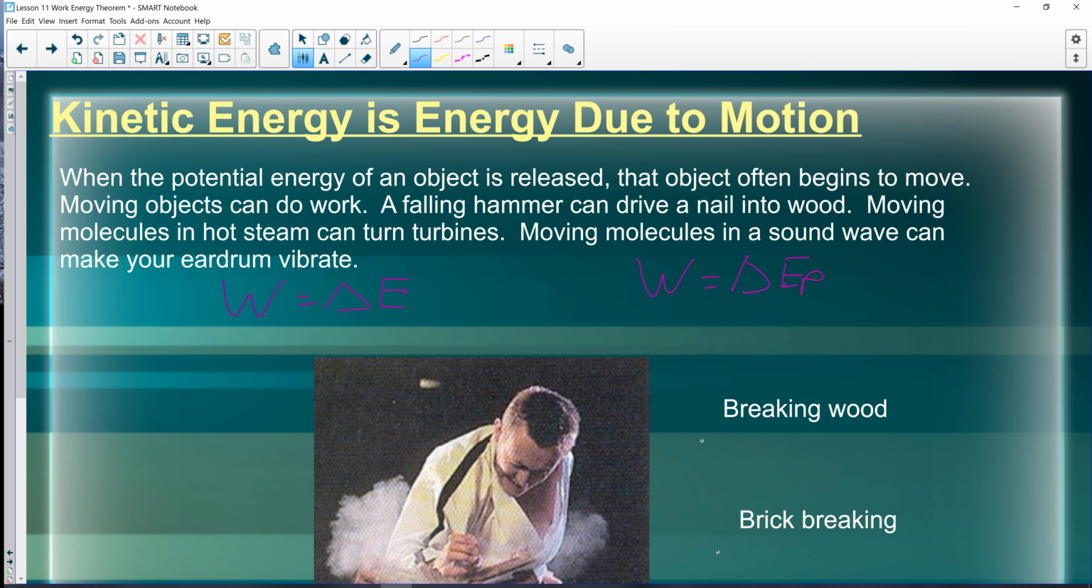Now, anytime we see the triangle, delta, it means change. And that means final minus initial. So the work that I did in picking that cup up and putting it on the table is this. The work equals the final potential energy minus the initial potential energy. Can you guys read that, or do you use a different color? Is it okay?